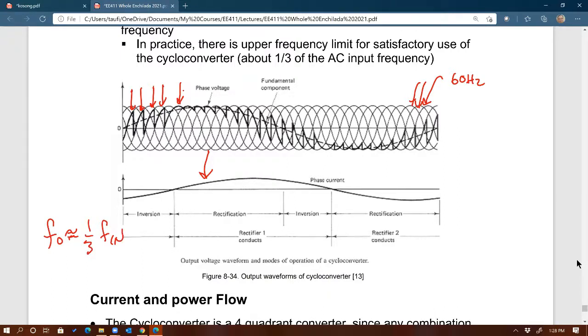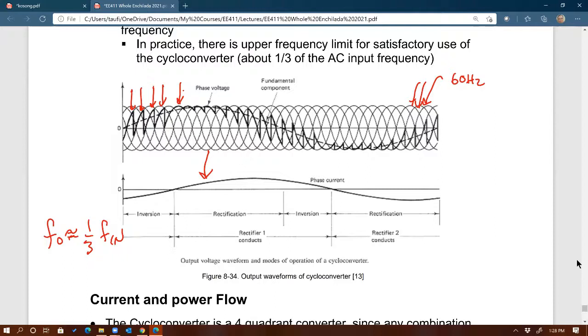So if the input voltage is 60 hertz, then in order for you to get a good quality AC output, the output has to be at the most 20 hertz. But if you want to get 60 hertz, then the input has to be 3 times 60, 180 hertz. But then how do you generate 180 hertz? That's the problem with this. To get a good quality output voltage, the frequency has to be at the most 1/3 of the input frequency.